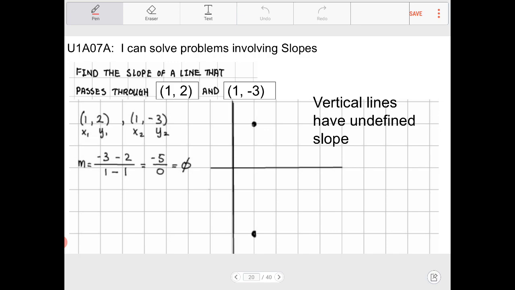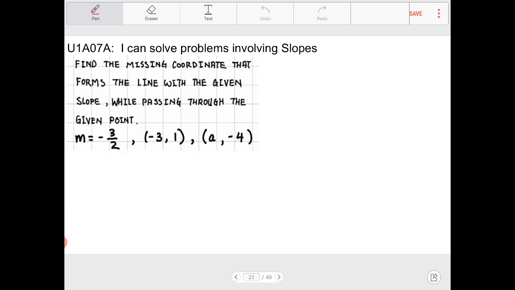Because of this, there is a generalization that we can make. Anytime we have a vertical line, the slope of a vertical line will always be undefined. Or you can even characterize it as having no slope, which is different from 0 slope.